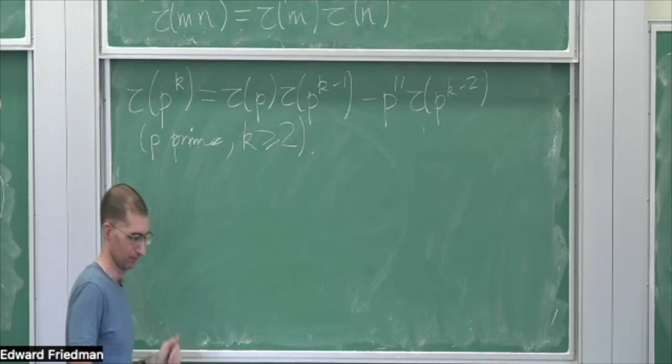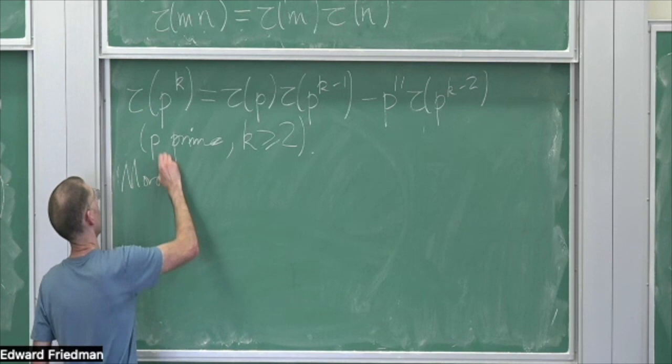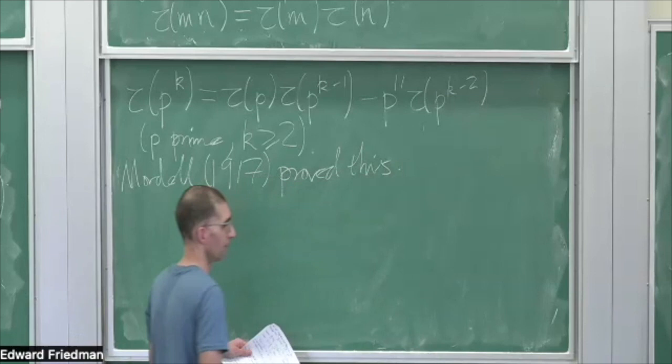On the other hand, it was proved, and I'm not sure quite how quickly, but the published paper is 1917, by Mordell. In 1917, he proved both of these properties. So I think it was more or less instant. I'll say something a little about the proof in a few minutes.